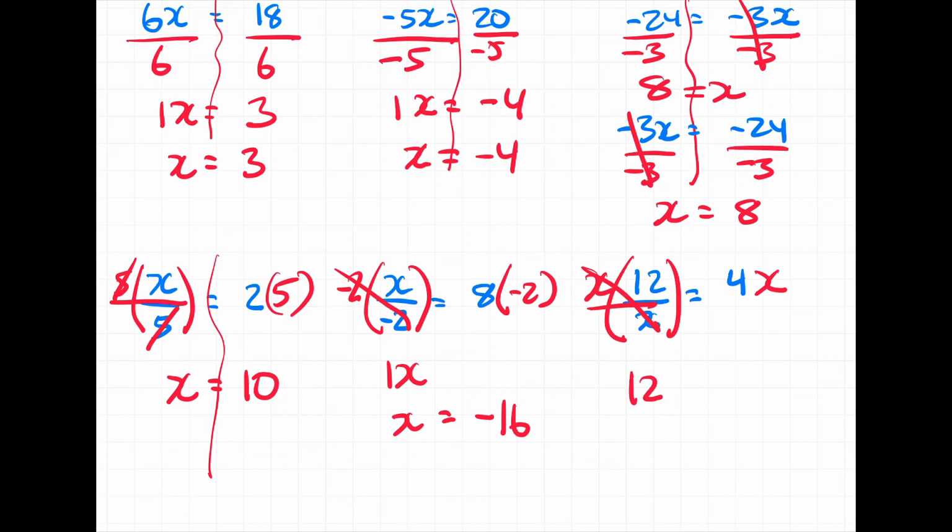So what am I left with on this side? 12. And what's on the other side? 4 times x. So I'm not finished yet because I still haven't solved for x. But now it's 4x equals 12. There's the equal sign. And this time now I got the x's over on the right, and the numbers will be on the left. It's 4 times x. The opposite of times is divide. I'm going to divide both sides by 4. Cancel. I get x equals 3.